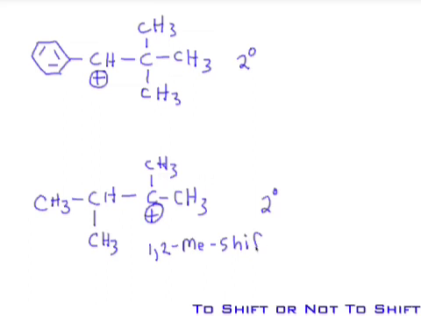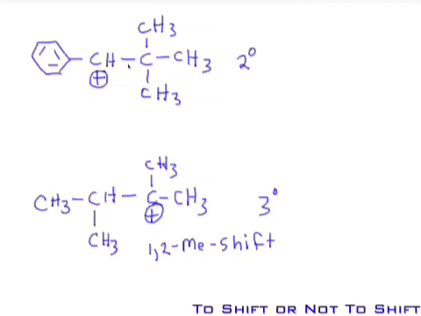What have we got now? Did we shift to a more stable one? Yes, we did. We shifted to a tertiary carbocation. This shift happens, and now the nucleophile would attack. Can we do the same thing here? If I shift the same way, will I not get tertiary? Yes, you will get tertiary.